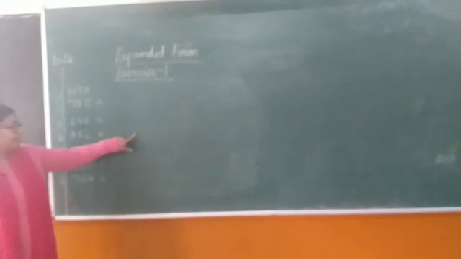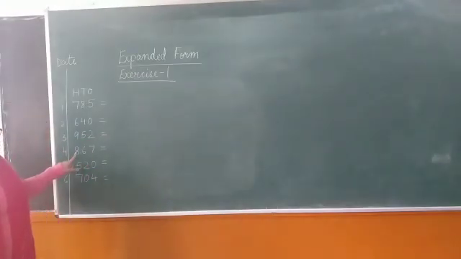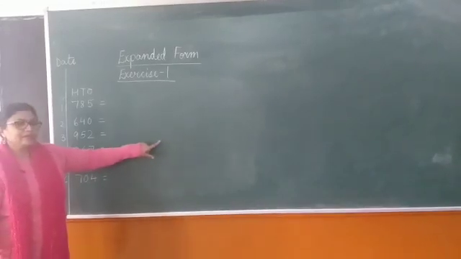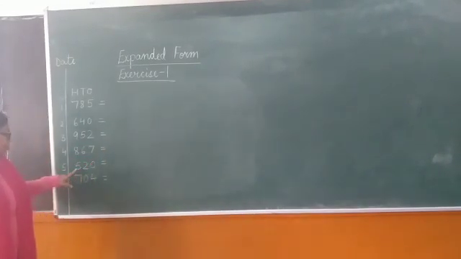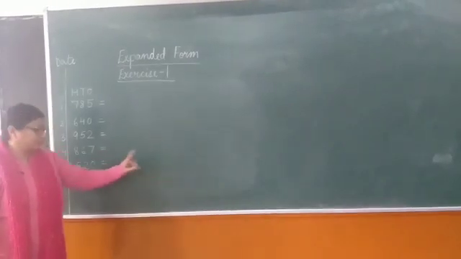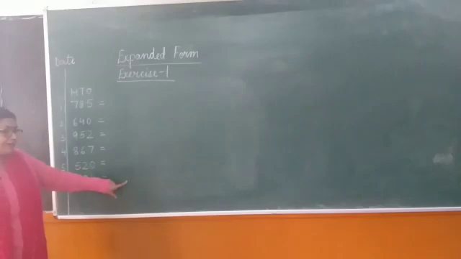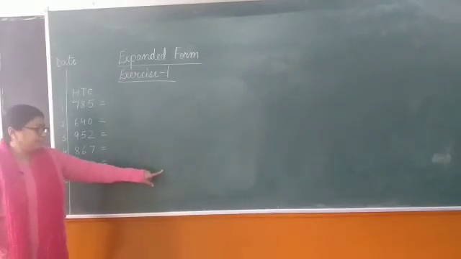Now, the third one is 952. So this will be 900 plus 50 plus 2. Now, the other one is 867. So this will be 800 plus 60 plus 7. Now, this is 520. So you will write 500 plus 20 plus 0. The last one is 704. You will write 700 plus 00 plus 4. So this is your exercise 1.